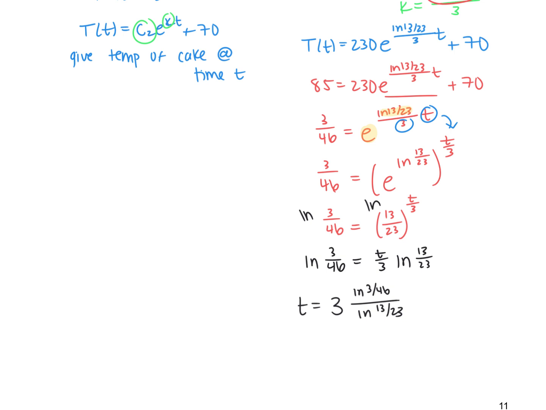And if you're like me, you look at that and you have no idea what that quantity is. So I will tell you that's about 14.35 minutes. So it will take about 14.35 minutes for the cake to reach 85 degrees.